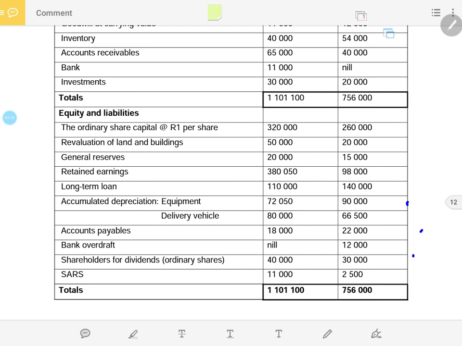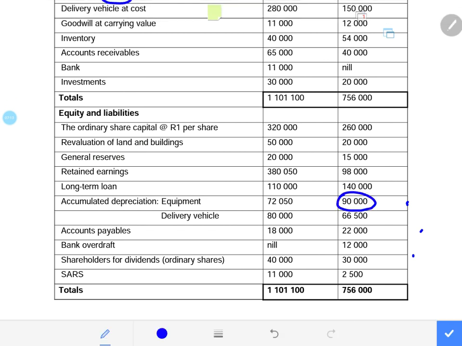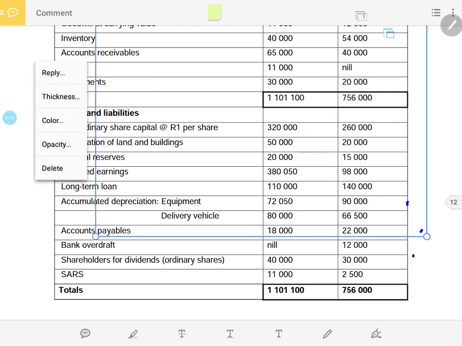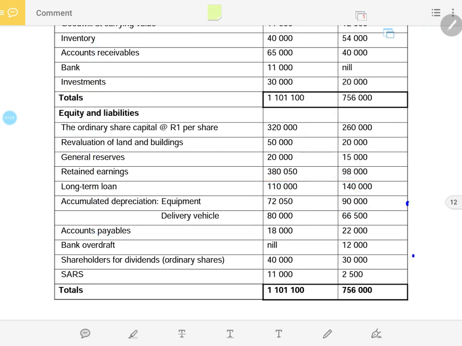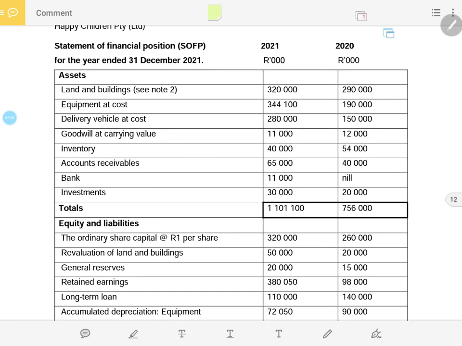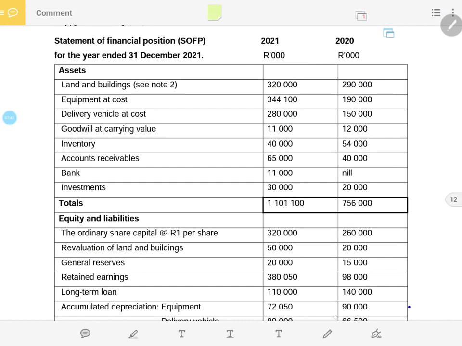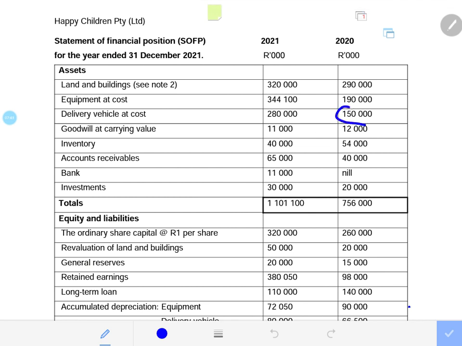So now we have a previous year of 90,000 and current year of 72,050 rands. That is our opening balance and closing balance of accumulated depreciation for equipment, because we are given equipment in our statement at a cost price. Previous year we had equipment of 190, current year equipment of 344,100 rands. Vehicle, same thing, our vehicles previously 150, current year 280,000 rands.